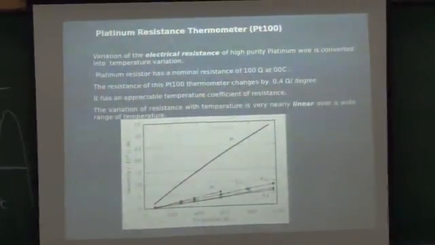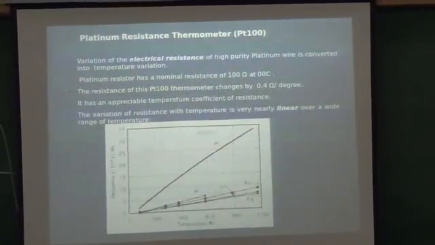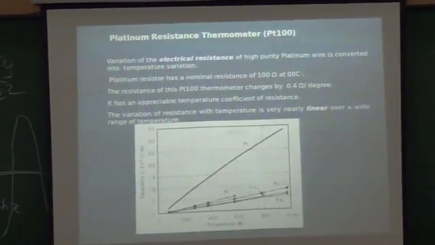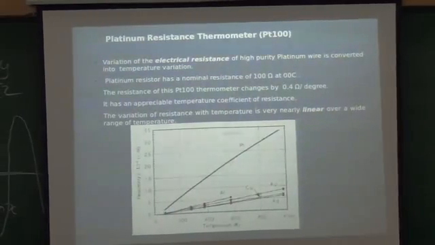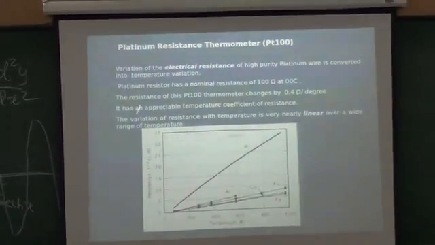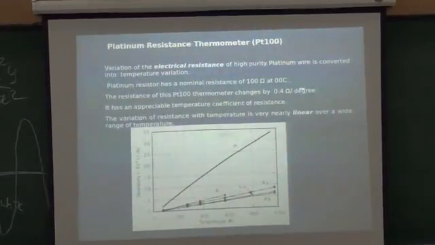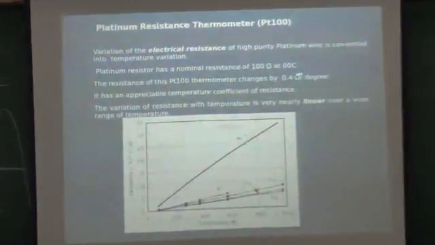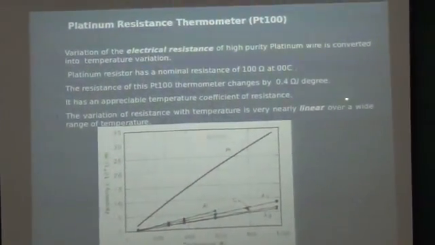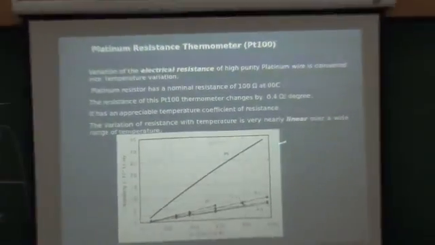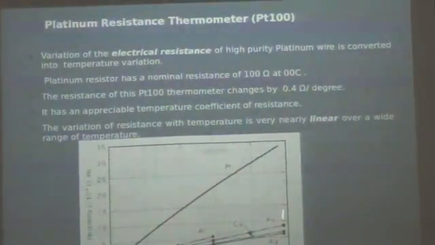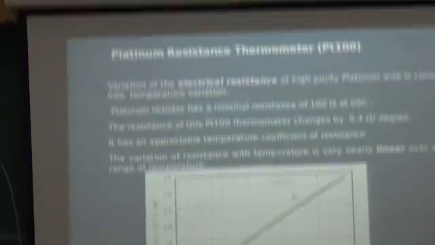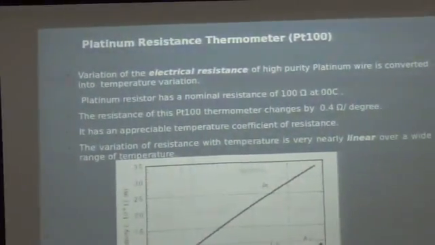All the metals, when they are heated, their resistance increases with increase in temperature. RT is equal to R0 (1 plus alpha T). So variation of electrical resistance of high purity platinum wire is converted into temperature variation. The platinum resistor has a nominal resistance of 100 ohm at 0 degree centigrade, and then it changes by 0.4 ohm per degree centigrade. You can see from here we have a longer range for platinum. All other metals also behave in the same way, but since platinum covers a larger range of temperature, that is why we use platinum resistance thermometer.